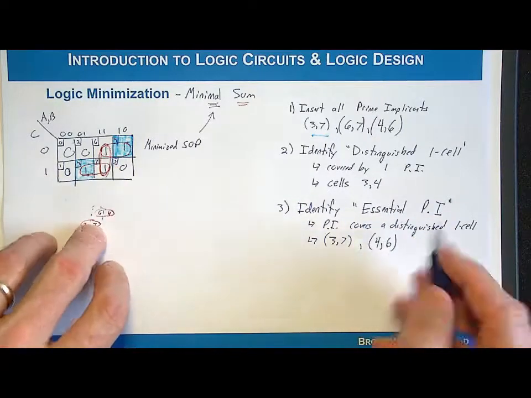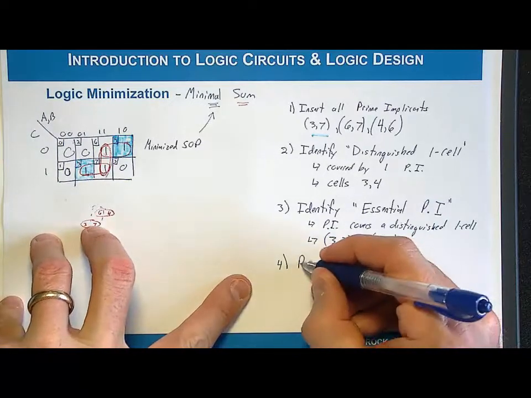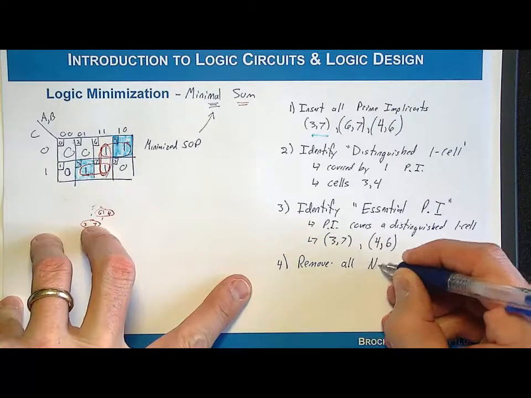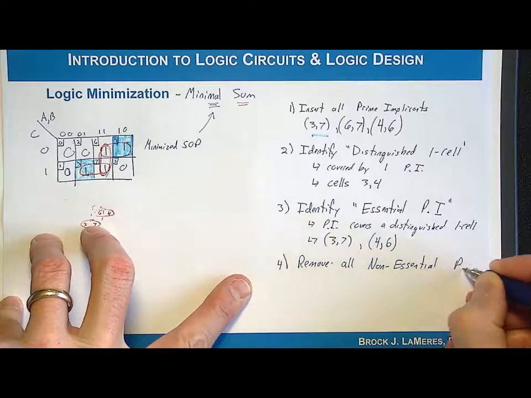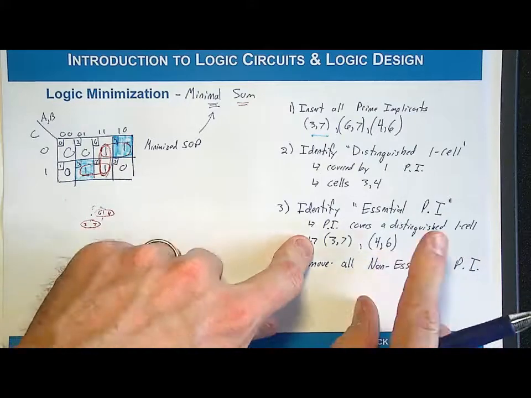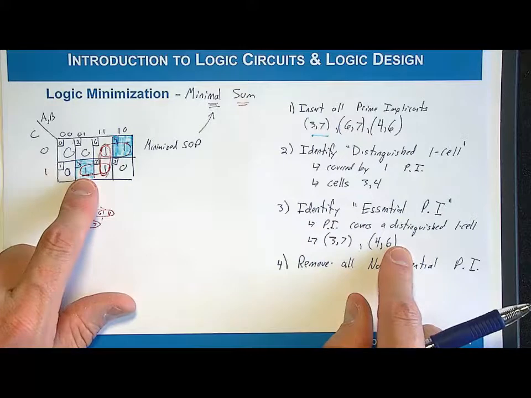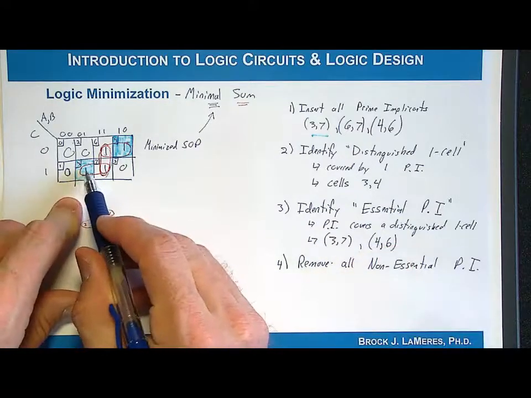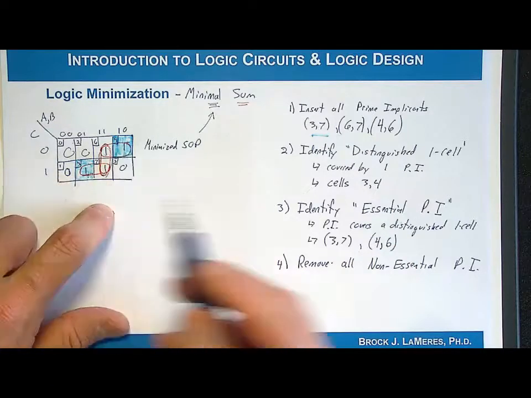So then what we can do is go back to our original K-map and remove all the non-essential prime implicants. By identifying the essential prime implicants, these are the ones that have to stay in the circuit. There's no way to get rid of them because they cover a cell that no other prime implicant covers. So if you removed them, you wouldn't have a circuit that produced the output for row 3, and you wouldn't have a circuit that produced the output for row 4. So they have to be there.